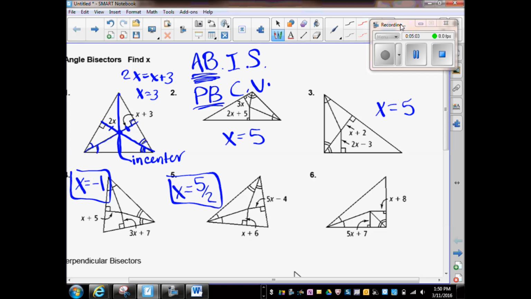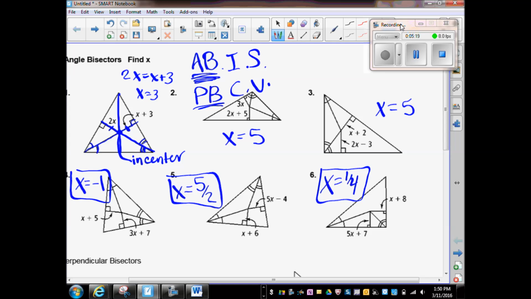All right, what do we get for number 6? 14. X equals 14. I got 14 also. Okay. All right, questions on any of these?